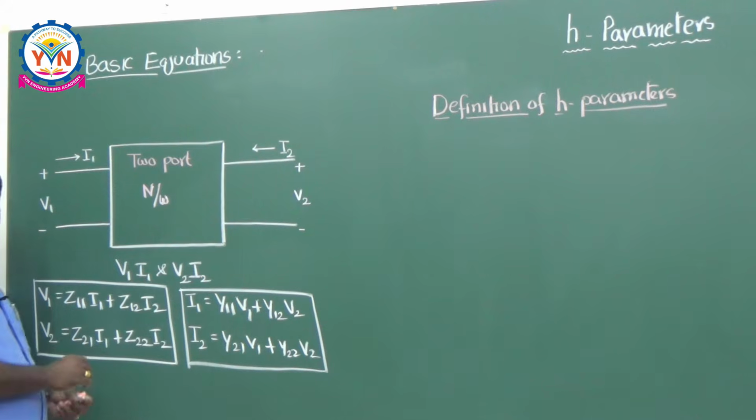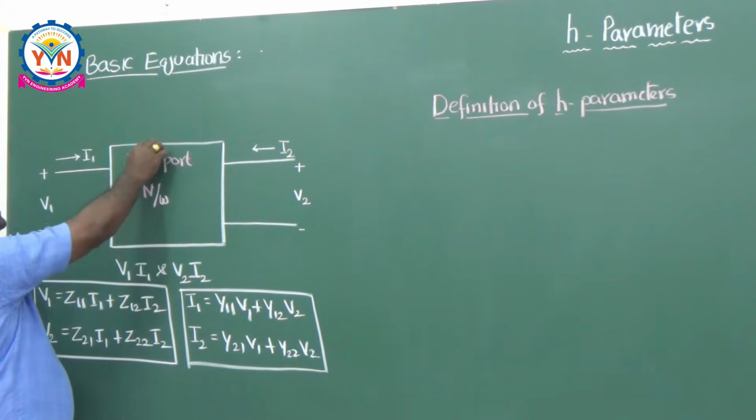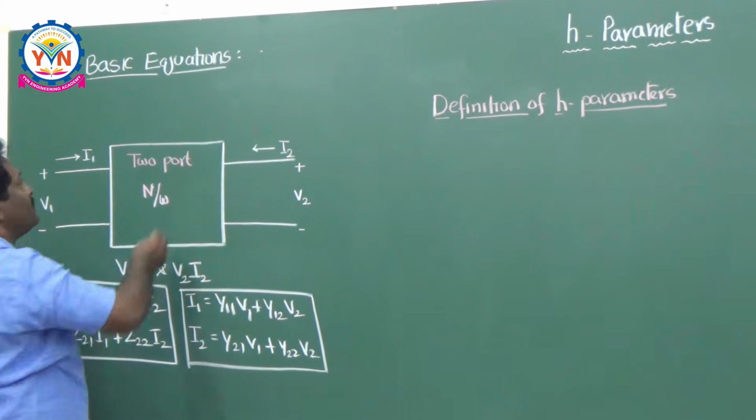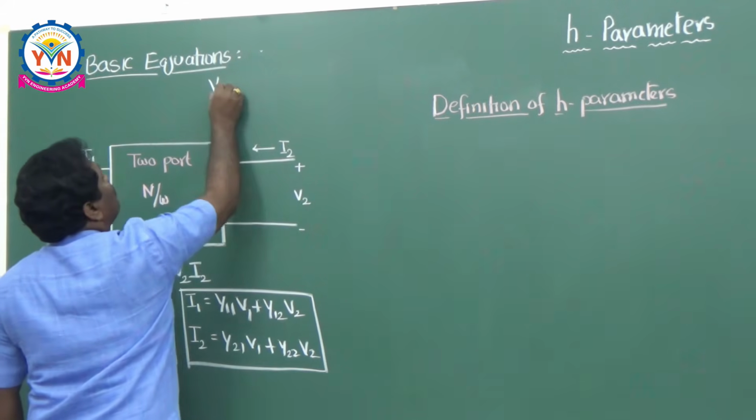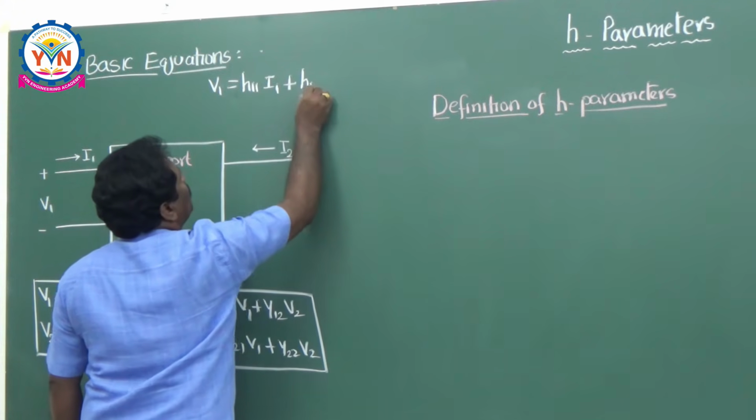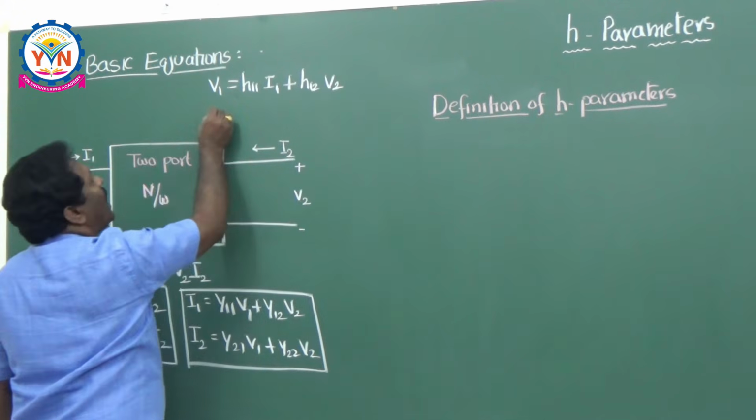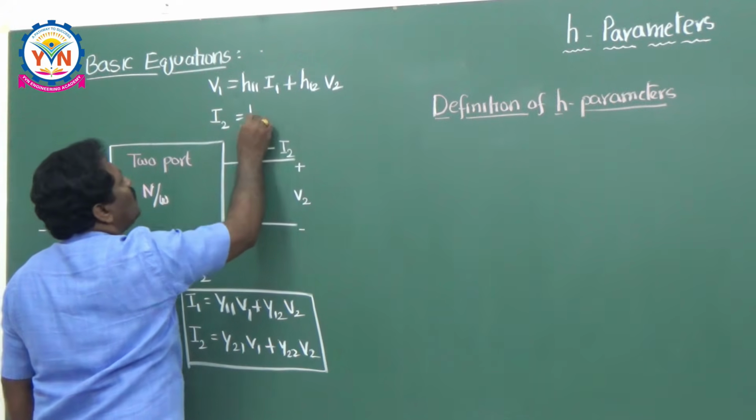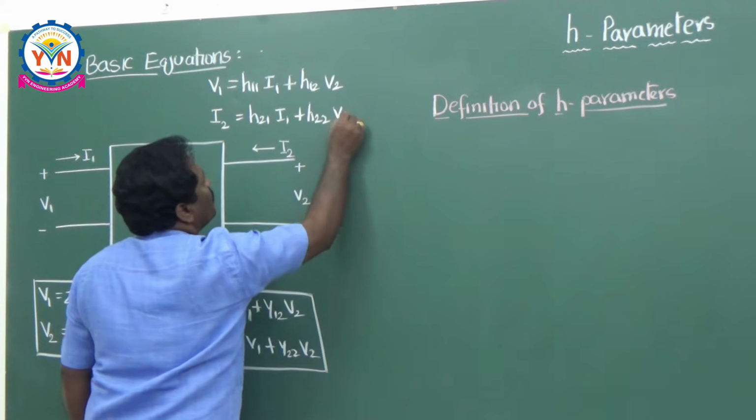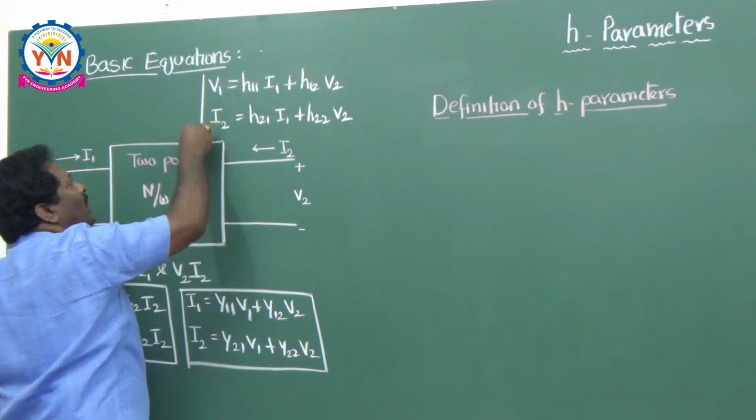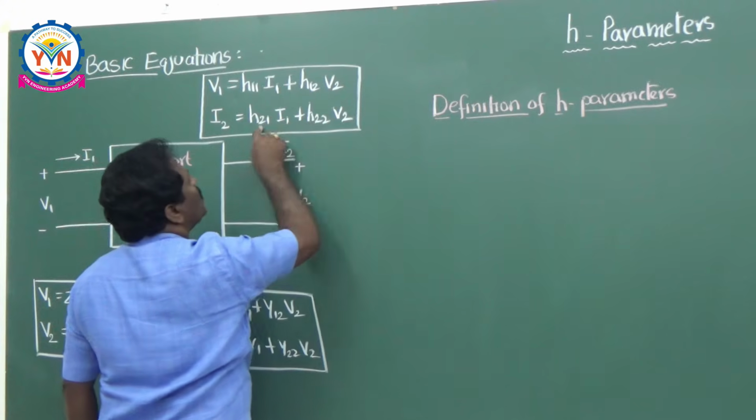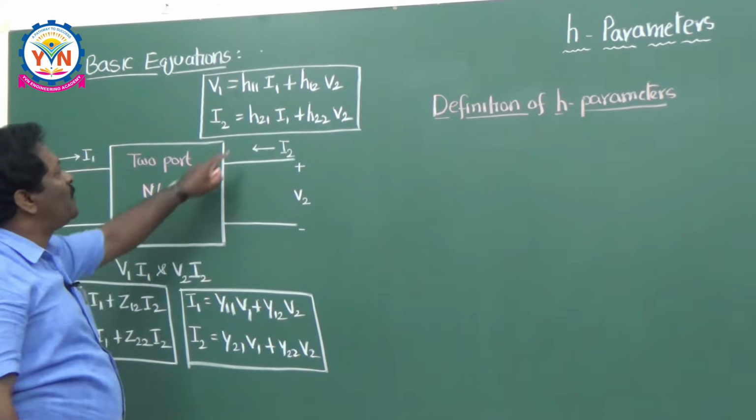Exactly like this, now I would like to define the basic equations of the H parameters. So in the H parameters, the basic equations are V1 is equal to H11 I1 plus H12 V2. I2 is equal to H21 I1 plus H22 V2. These are the basic equations of our H parameters. Here H11, H12, H21 and H22 are called as H parameters.